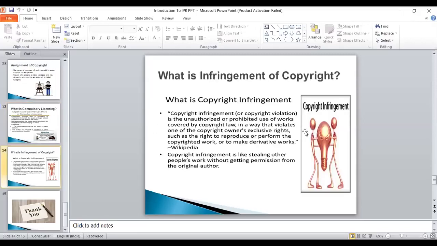Right, then we have talked about the infringement of copyright. What does copyright infringement actually mean? We have seen that copyright infringement, or copying or violation, is the unauthorized or prohibited use of work covered by the copyright law in a way that violates one of the copyright owner's exclusive rights. So if somebody tries to violate your right, it is a case of infringement. Copyright infringement can also be termed as stealing other people's work without getting permission.